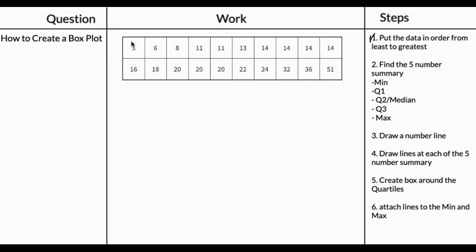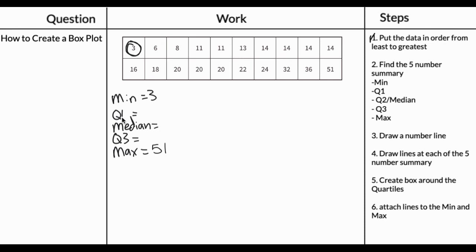So once we have all of our data set up from least to greatest, the two easy ones here are the minimum and the maximum, because the minimum is going to be the number that's on the far left, or the first number that we get. And the maximum is also really easy because that's the one that's on the far right, or the last number in our data set after ordering it from least to greatest.